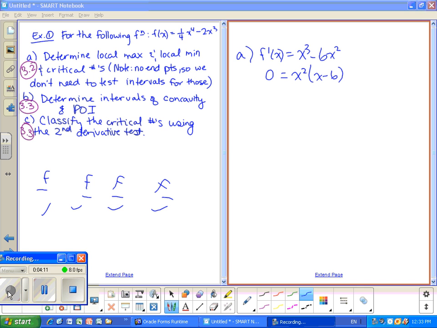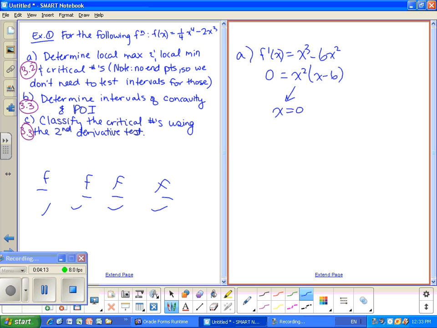So we now have that x equals 0 and x equals 6. Those are your critical numbers. Not your critical points, your critical numbers. Can you figure out what your critical points are? Yeah. You just take that and you sub it into your f, your original equation, to get the critical point.